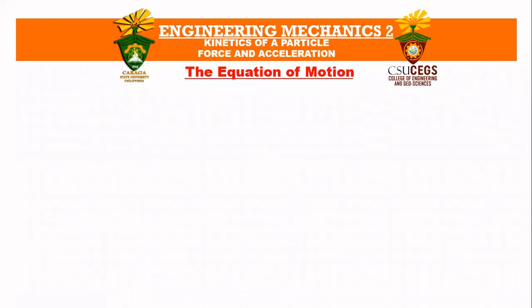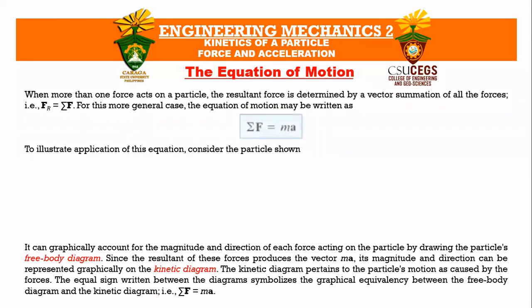So for the equation of motion, when more than one force acts on a particle, the resultant force is determined by a vector summation of all the forces. That is, the resultant force is equal to the summation of all forces acting on the particle. And for this more general case, the equation of motion may be written as the following.